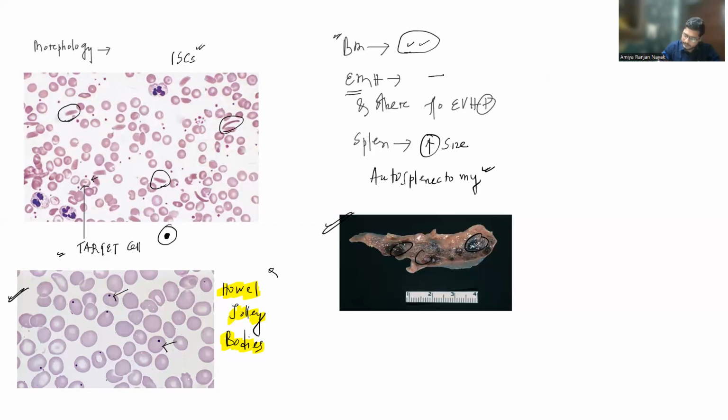So extramedullary hematopoiesis can cause hepatosplenomegaly, but this splenomegaly is transient. Gradually there will be autosplenectomy. Sometimes it can also involve the lymph nodes.